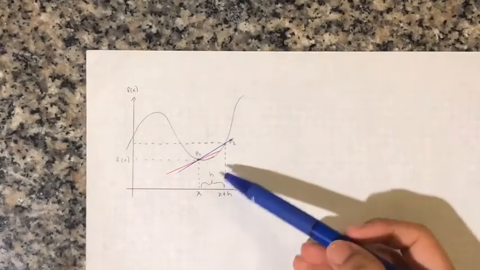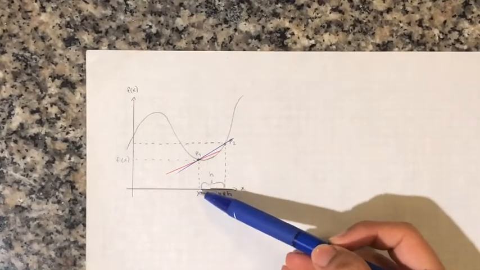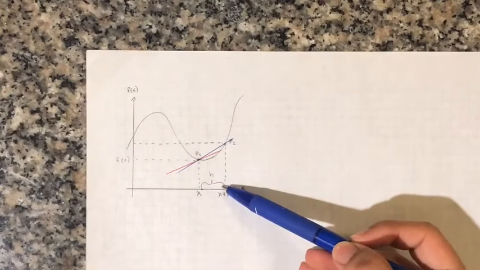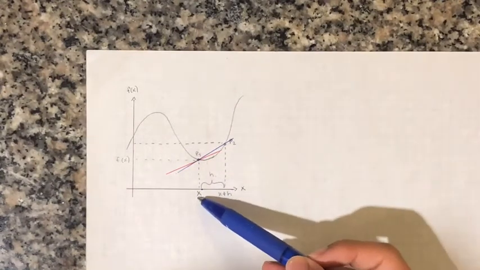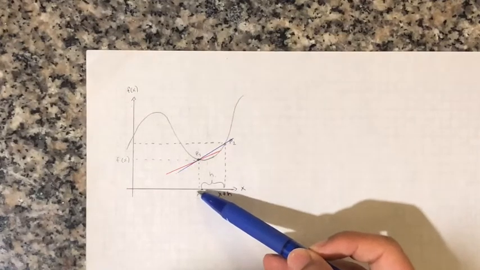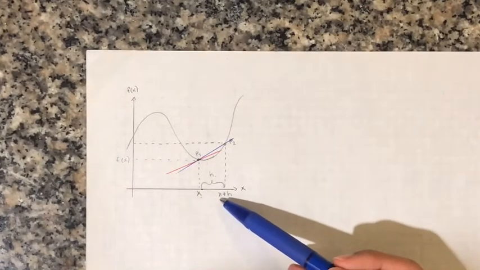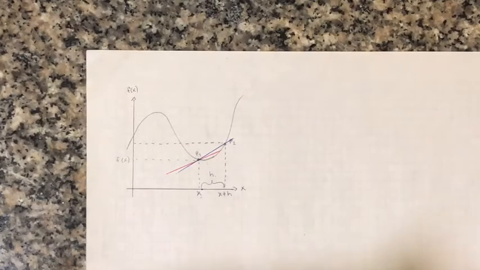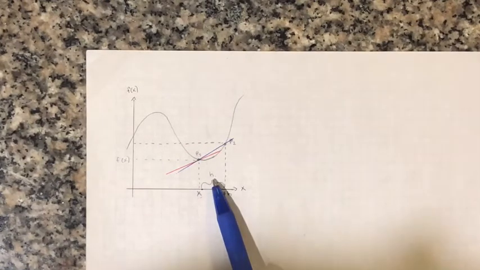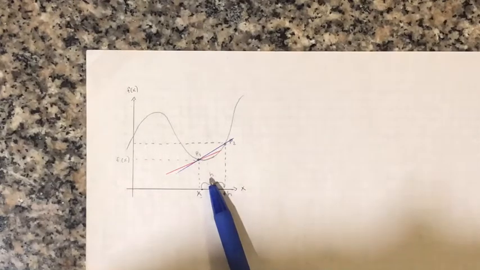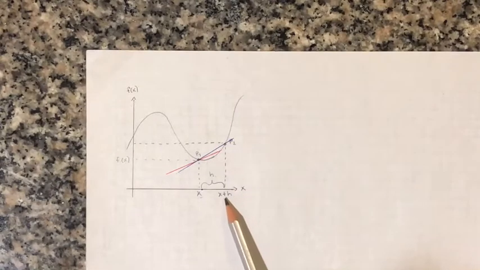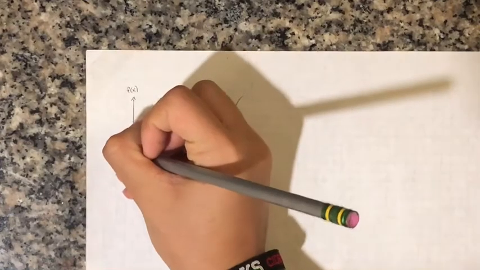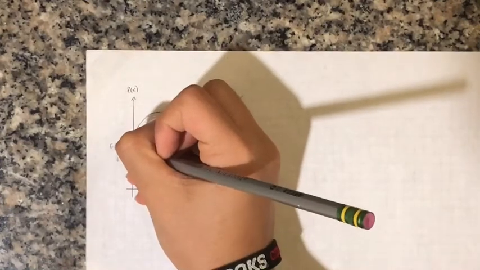An important thing here is that the distance between point 1 and point 2 is h. So, if this is x and this is h, then this would be x plus h. This h is also called the increment in calculus. So now we can say that point 2 has the x-coordinate of x plus h, and the y-coordinate would be f(x plus h).